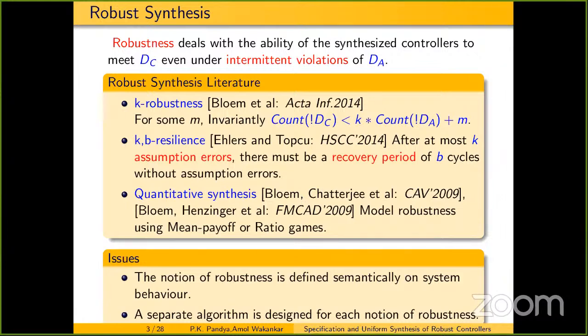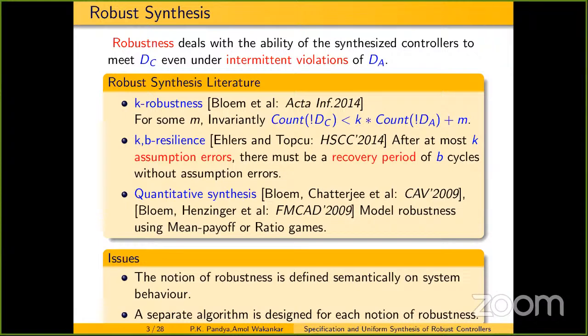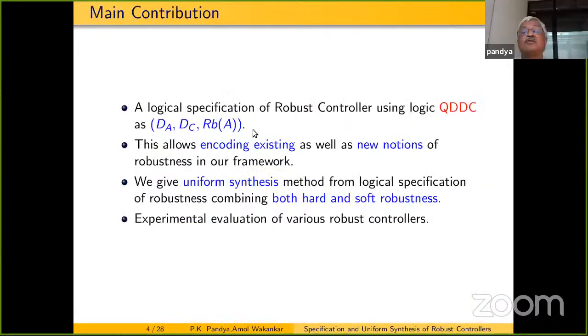Violations of assumptions and commitments are discrete Boolean events that occur at various points in the execution, but they invoke a certain quantitative amount of rewards and punishment. But what I'm talking about is a slightly different track. So let me move on.